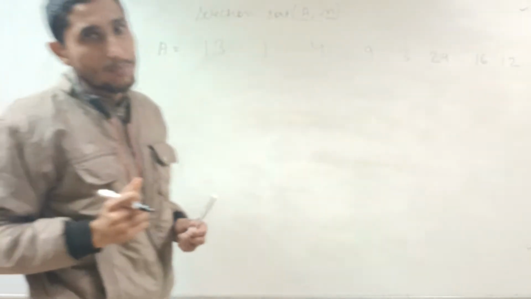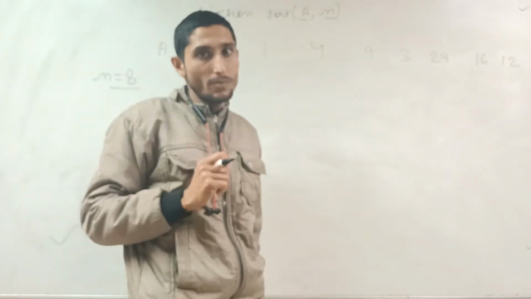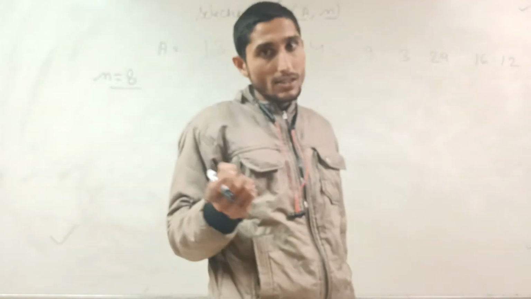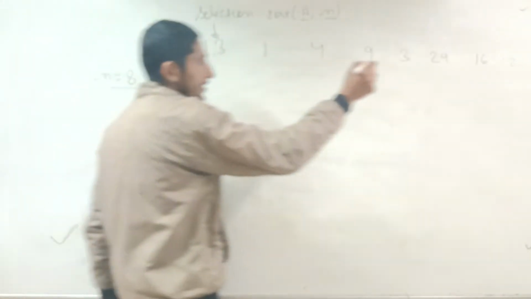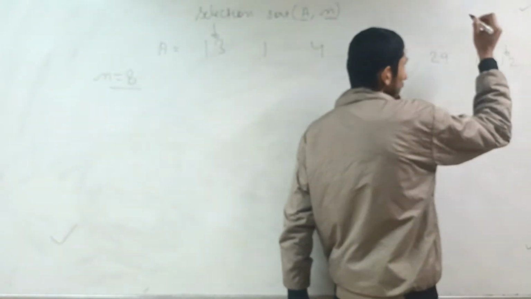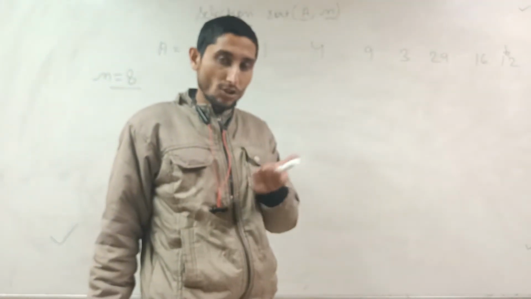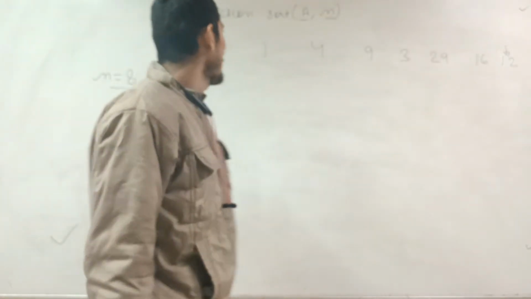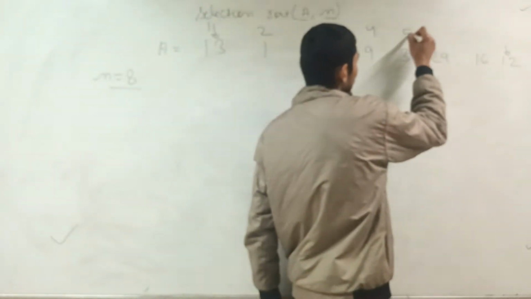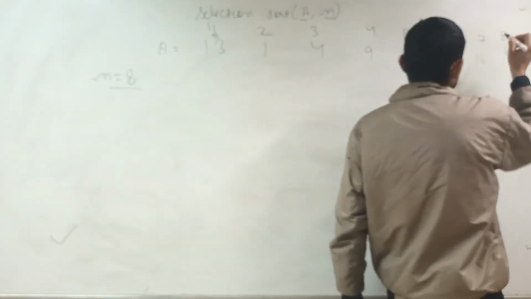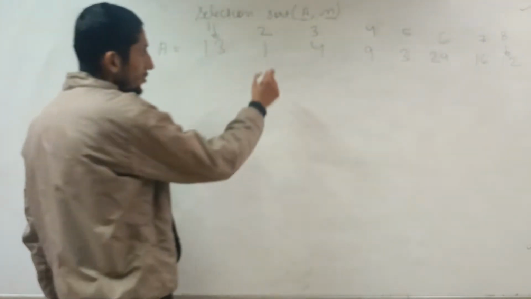So what is the approach? My approach is I will traverse from the first element to the last element. It means I am going to traverse the complete array, starting from here to here. And I will try to find the position of the smallest element. Let me write the positions: position number 1, then 2, 3, 4, 5, 6, 7, 8. What is the position of the smallest element? The position of the smallest element is 2.